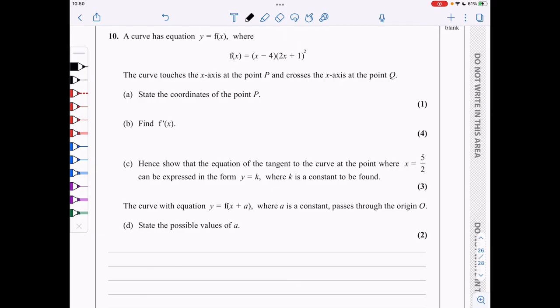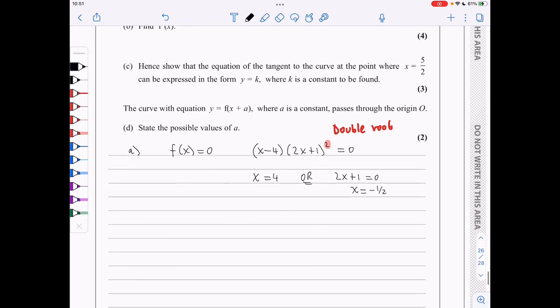In 10, it's a curve with this equation. The curve touches the x-axis at P and crosses at Q. And we need to state the coordinates of P. Well, if I touch or cross the x-axis, then obviously y is 0. So setting f of x to be 0 means that x minus 4 times 2x plus 1 squared is 0. Notice that the squared here corresponds to a double root. So either x is 4 or 2x plus 1 is 0, which means that x is minus a half. And that's actually the point P that we were after. So P is minus a half, comma 0.